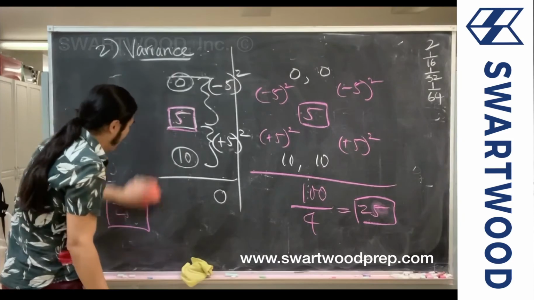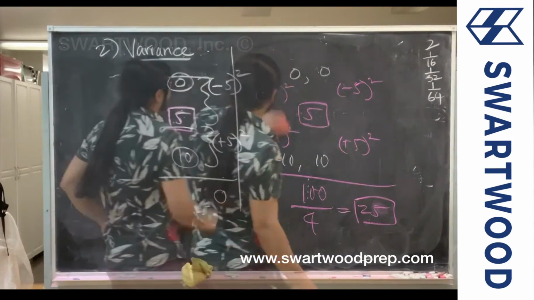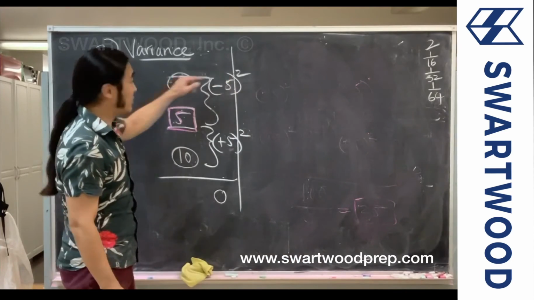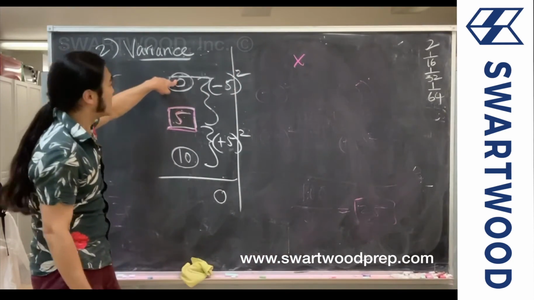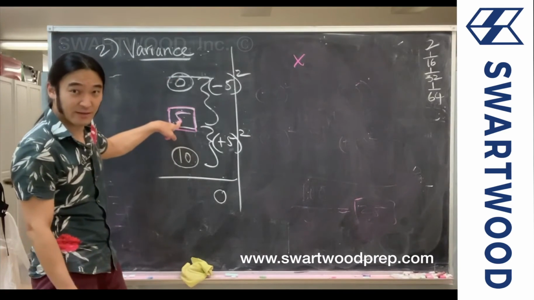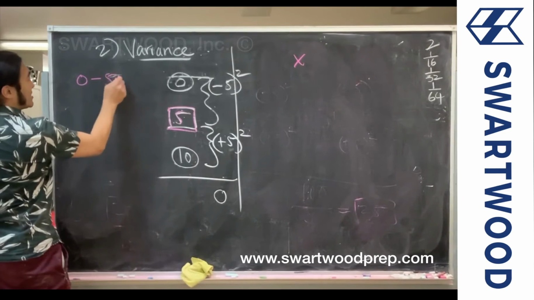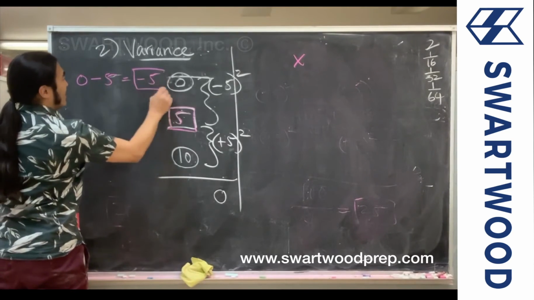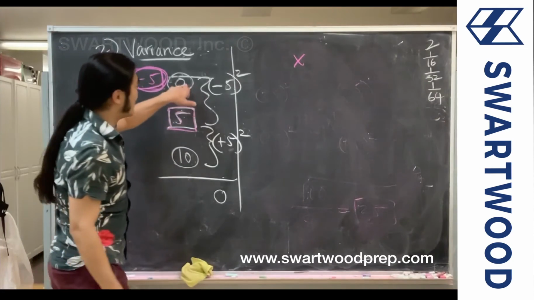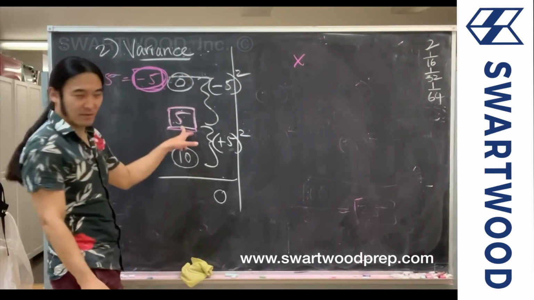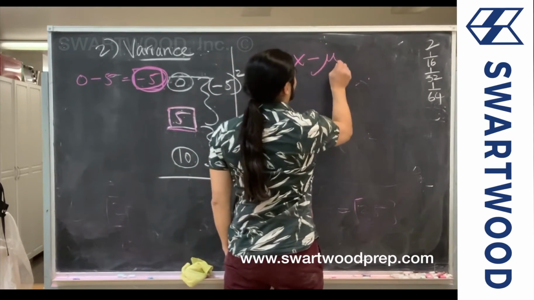Okay, maybe I should have done it here. Let's do it over here. So, how do we get this -5? Well, you took your score, whatever your score is, and you subtracted the mean, the average, to see how far away you are. You got -5. That tells you 0 is 5 below the average. Okay, so you take your score and you subtract the mean.